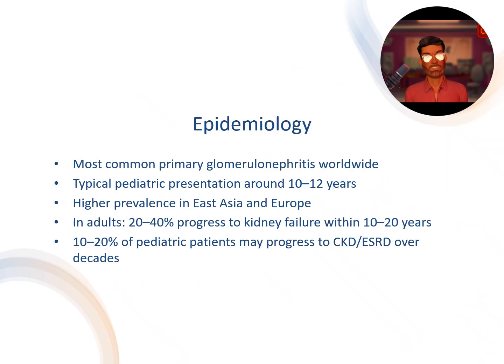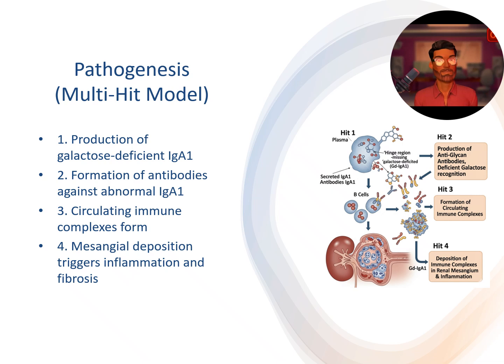The epidemiology of IgA nephropathy is that it is the most common primary glomerulonephritis worldwide. The typical pediatric presentation is around 10 to 12 years old, although it can appear earlier, and it has a much higher prevalence in East Asia and Europe. In adults, 20 to 40% progress to kidney failure within 10 to 20 years. However, while pediatric data is mixed, around 10 to 20% develop significant CKD and even ESRD over 10 to 20 years.